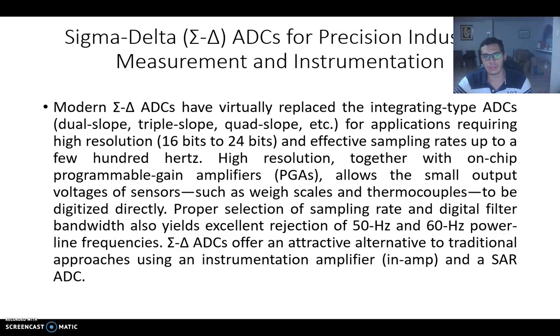Sigma-Delta ADCs for precision industrial measurement and instrumentation. Modern Sigma-Delta ADCs have virtually replaced the integrating type ADCs, dual slope, triple slope, quad slope, etc., for applications requiring high resolution, 16 bits or 24 bits, and effective sampling rates up to a few hundred hertz. High resolution, together with on-chip programmable gain amplifiers (PGAs), allows the small output voltage of sensors such as weight scales and thermocouples to be digitized directly.